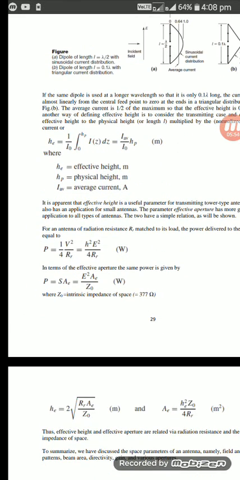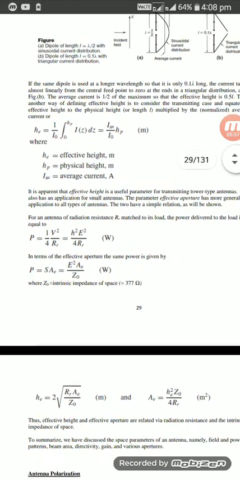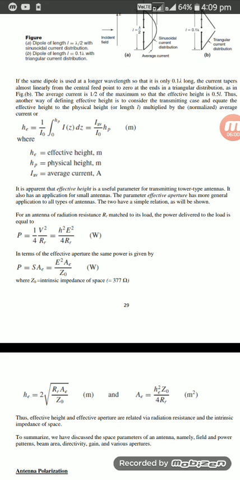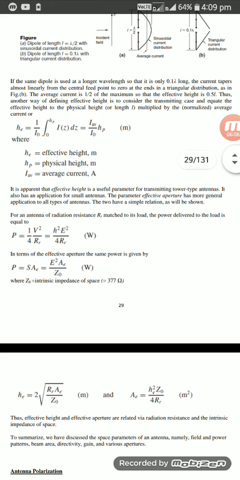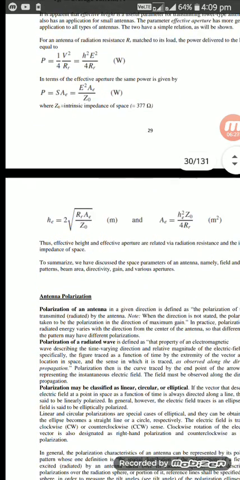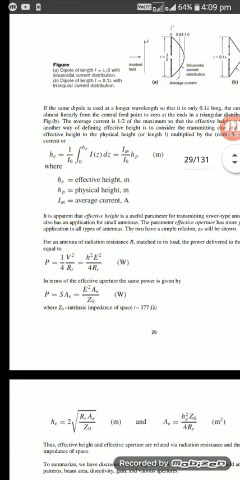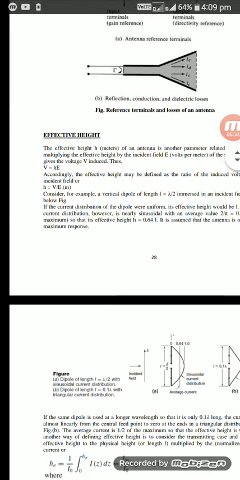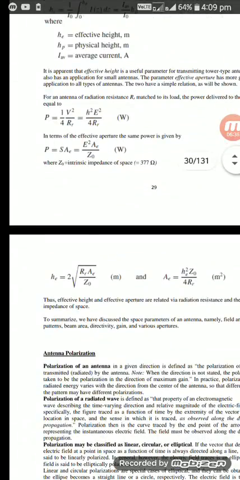So the effective height is a useful parameter in transmitting tower type antennas. It is also applied to small antennas. The parameter effective height has more general application to all types of antennas. We have shown the P equal 1 by 4 V square by R, H square is square into R square, that means the radiation resistance value. He value: P is equal S AE. So He equal root 2 into root R AE by Z naught. Okay, this is the total efficiency of height, that is the antenna wave parameters.